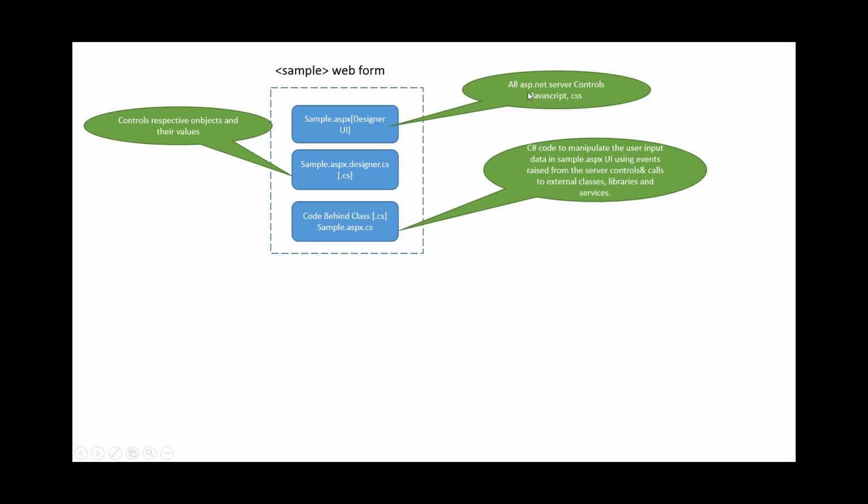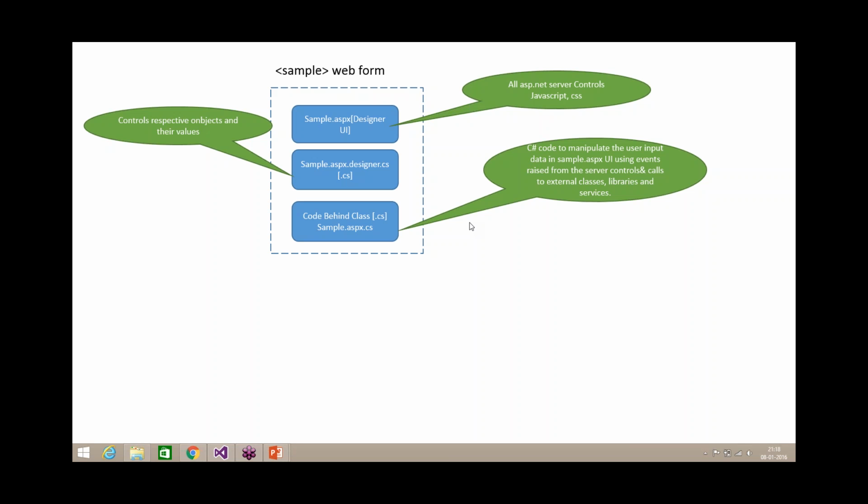That is what I am explaining here. Your sample.aspx file contains all ASP.NET server controls, JavaScript and CSS. Then the designer file contains the controls' respective objects and their values. All the properties of control objects are created here, and their values or properties are maintained in this file. Then the code behind file, that is the CS file, holds the C# code to manipulate the user input data in sample.aspx, meaning whatever the user enters on the front end can be manipulated in the code behind file, as well as using UI events raised from the server controls.